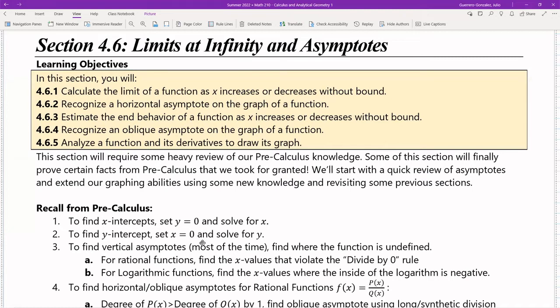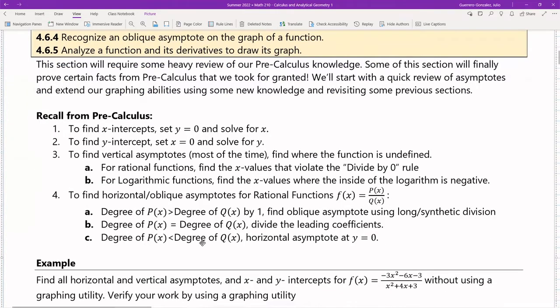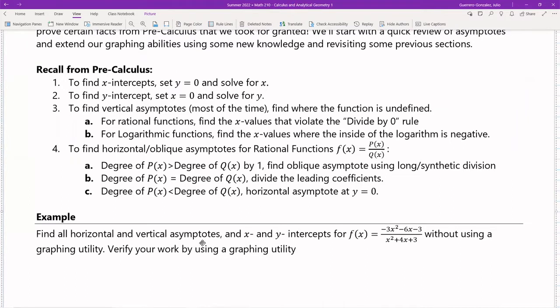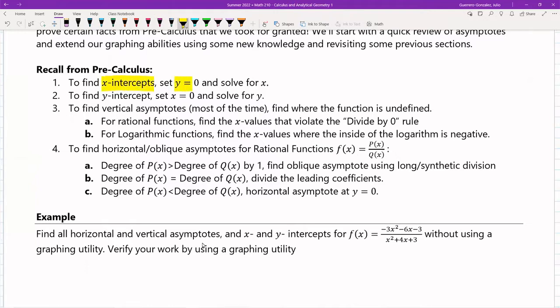All of this is going to be, like I said, to learn how to actually graph them, okay? So the first thing I want to do is recall some stuff from your pre-calculus course, okay? So really quick, if you guys remember, if you want to find x-intercepts, that's y equals 0, and then you solve for x, right? For the y-intercepts, it goes backwards. You set x equals 0, solve for y, okay? To find vertical asymptotes, most of the time, you would find where the function is undefined, okay? Very rarely do you not end up doing this in order to find a vertical asymptote, okay?